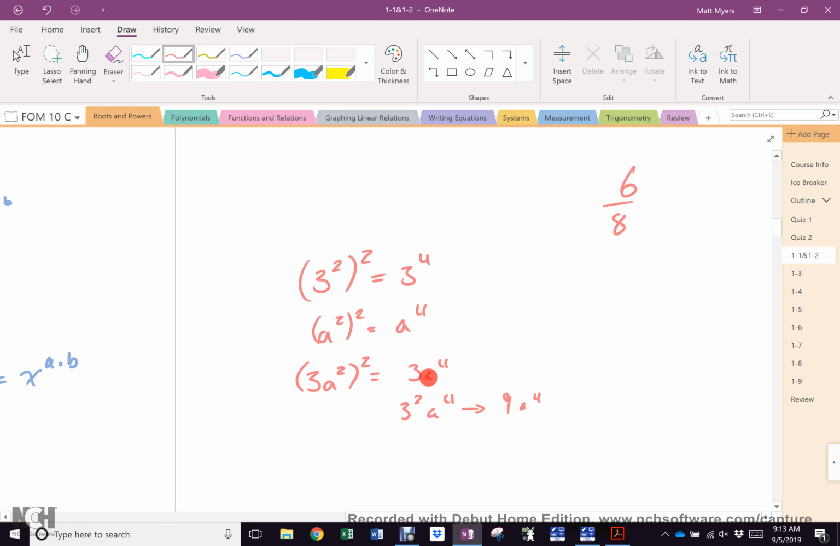Now, why, because you should have figured it out by now, why is that one right and this one wrong? The 3 is part of the base. So that 2 has to apply to that. Everybody cool?